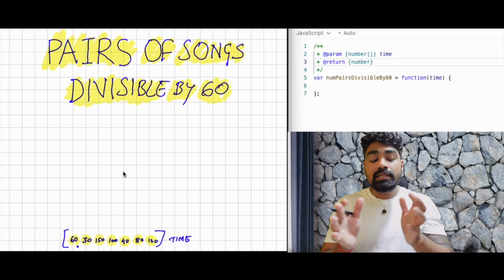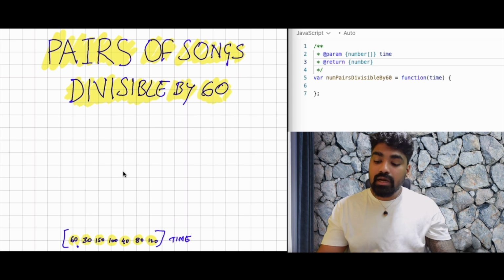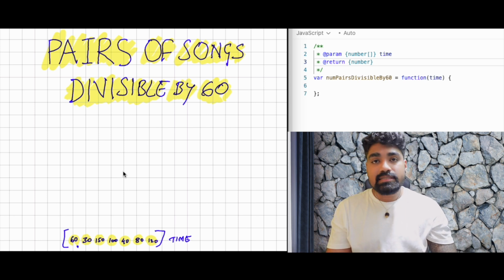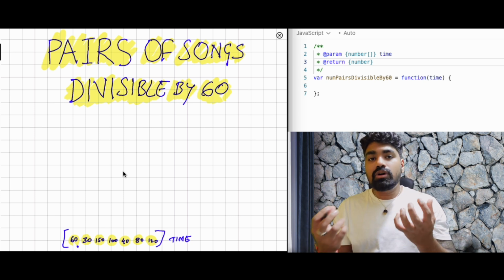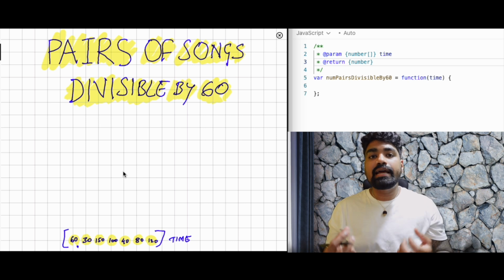In this video, we will be seeing how to find pairs of songs which are divisible by 60 and build a solution in JavaScript while also computing the time complexity and space complexity of the solution. In terms of input, we will be given an array called time, and at the ith index, the value is going to be the representation of number of seconds the track has.